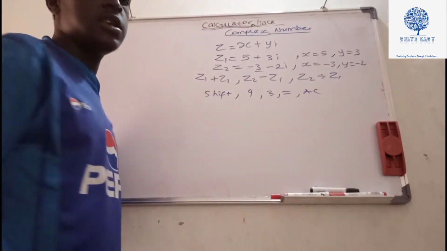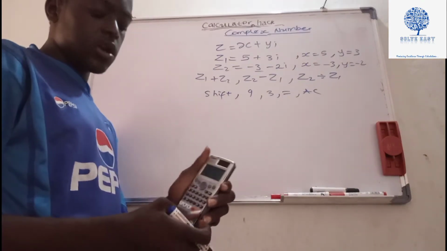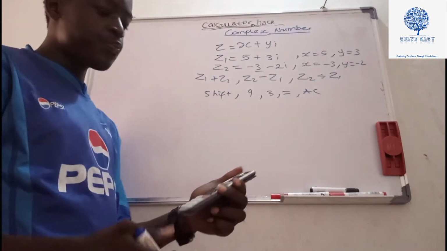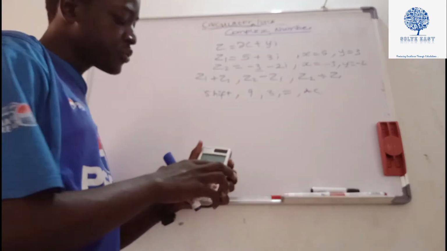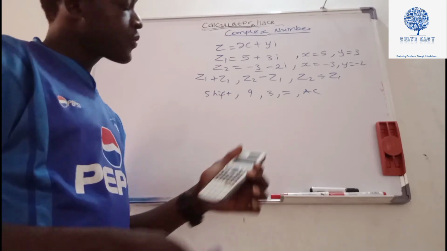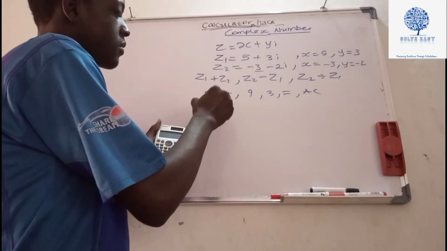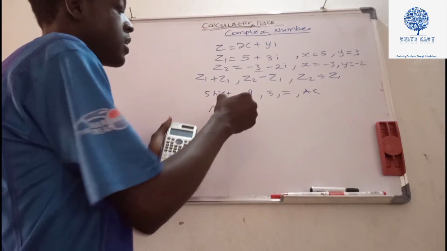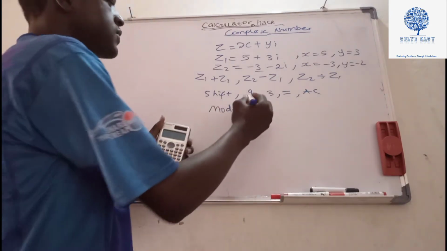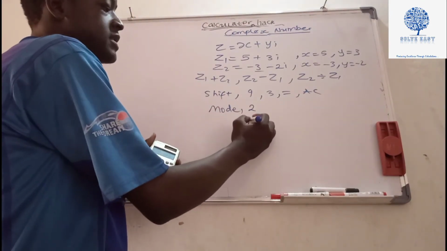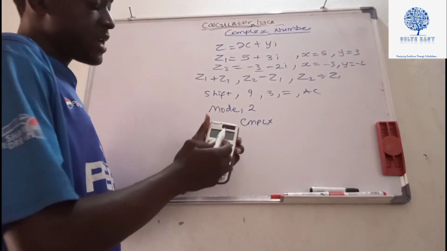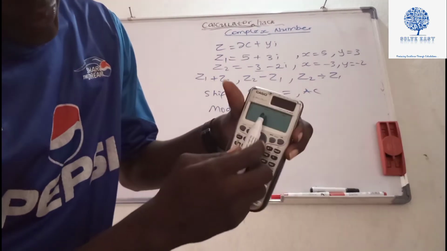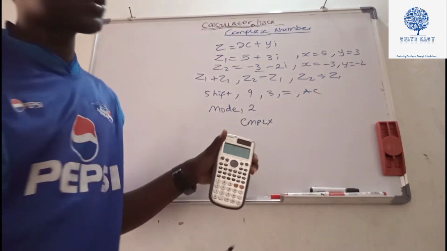Now, to put our calculator in the complex function, we press our mode. After pressing your mode, at number 2 we have our CMPLX written. So we punch our number 2 on the calculator. We can see our complex appearing at the top of our calculator.